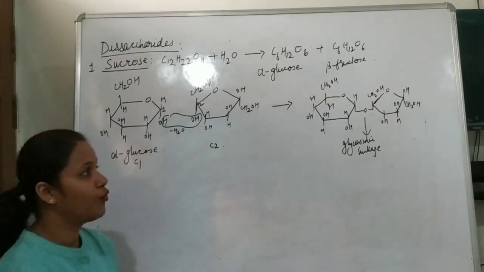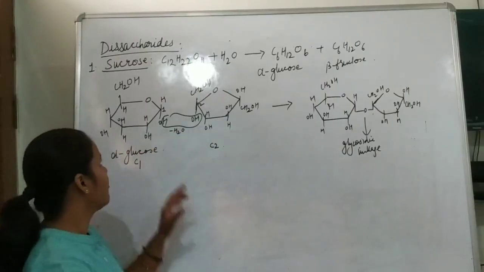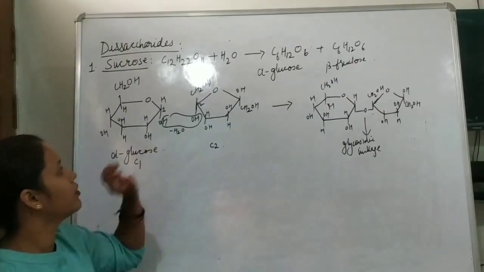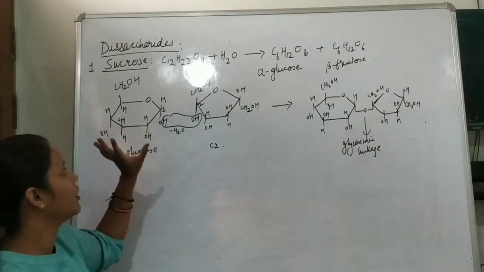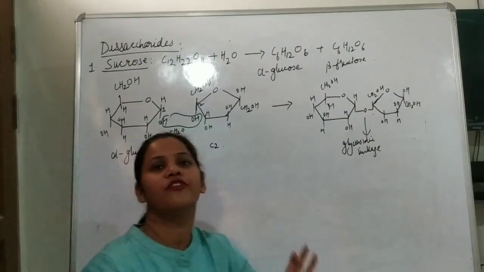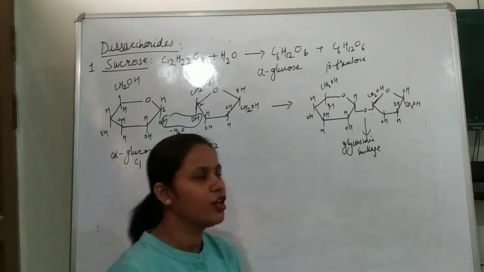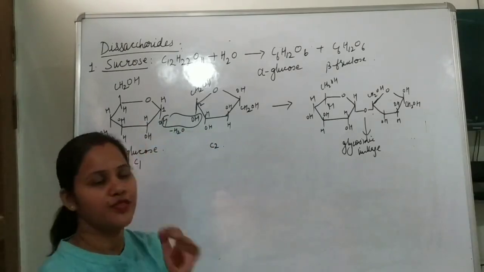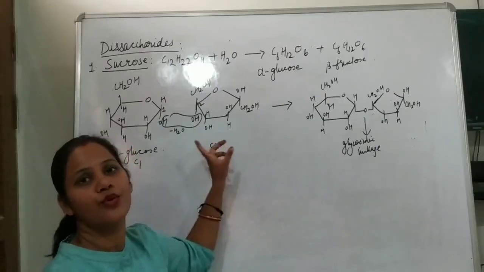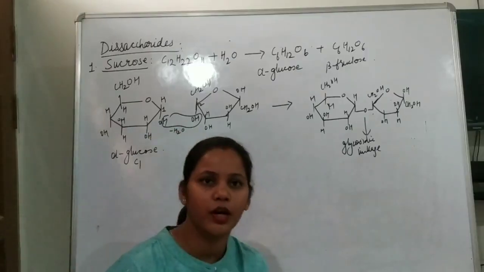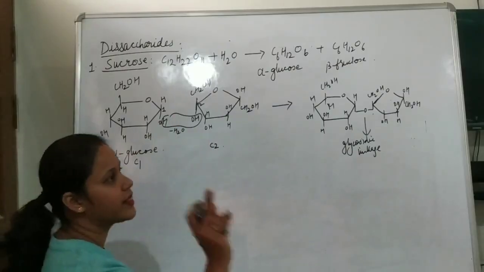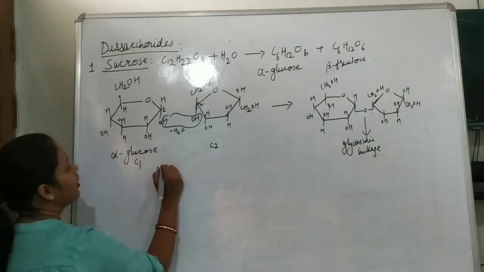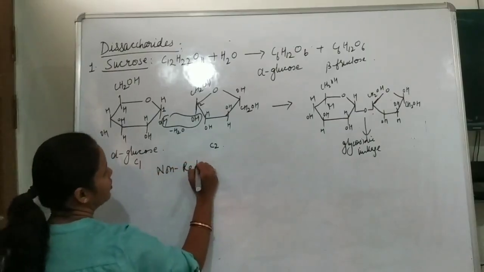One thing we notice here is that the aldehydic group of the glucose is not free. This also proves why sucrose is a non-reducing sugar: because the aldehydic group is not free, sucrose is a non-reducing sugar.